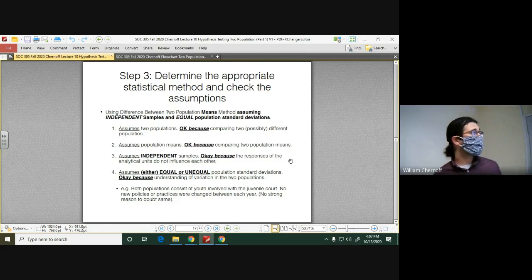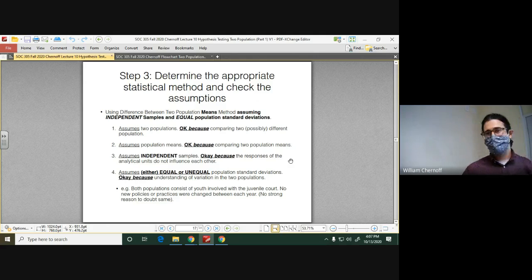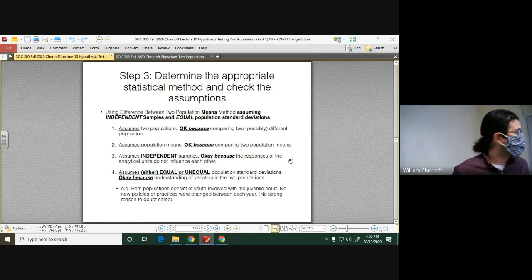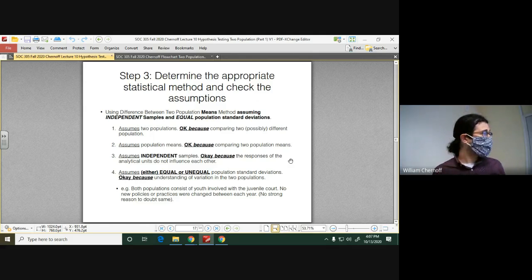Step 3, we determine the appropriate statistical method and check our assumptions. In this situation, we're doing a difference between two population means method, assuming independent samples and equal population standard deviations. I'm assuming that there are two populations. This is okay because I'm comparing two possibly different populations. The second assumption is that we're talking about population means. This is okay because we're comparing two population means: average recidivism for 2012 and average recidivism in 2013.